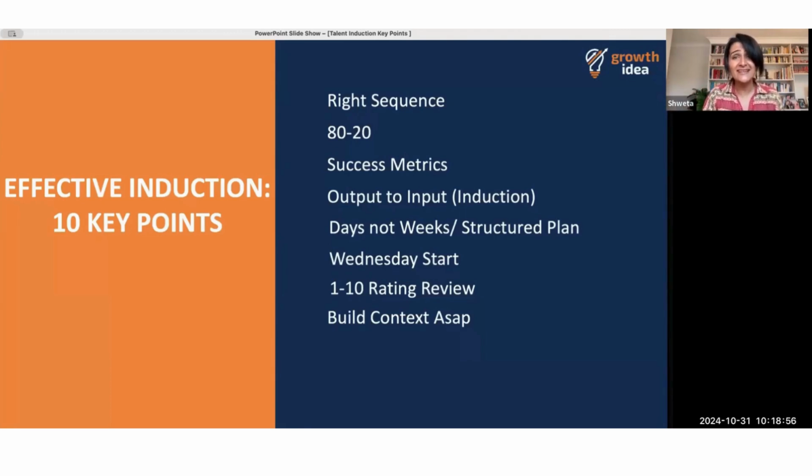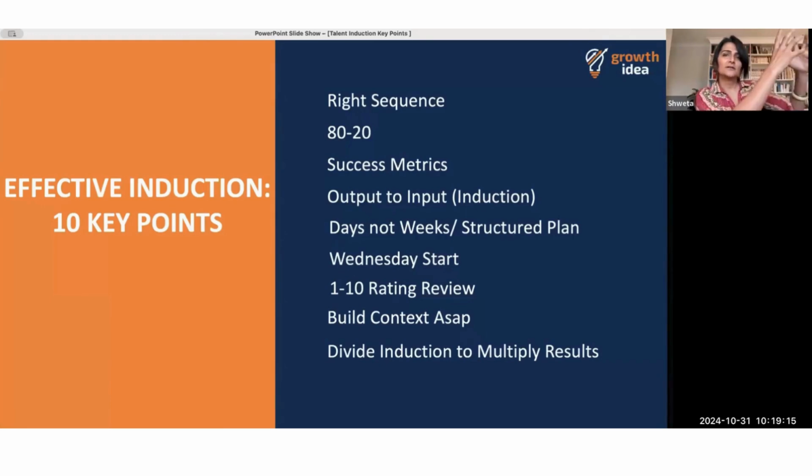So build context ASAP. You want to get the evidence of success. That is so, so critical. Now, this point, which is divide to multiply, is so strategic and so powerful, and not many people think of induction like this. Induction for them is at the start of the employment, like, I need to tell them everything. Whereas the way I like to see it is that induction is done in parts. You have to divide the induction in parts to actually multiply the results.